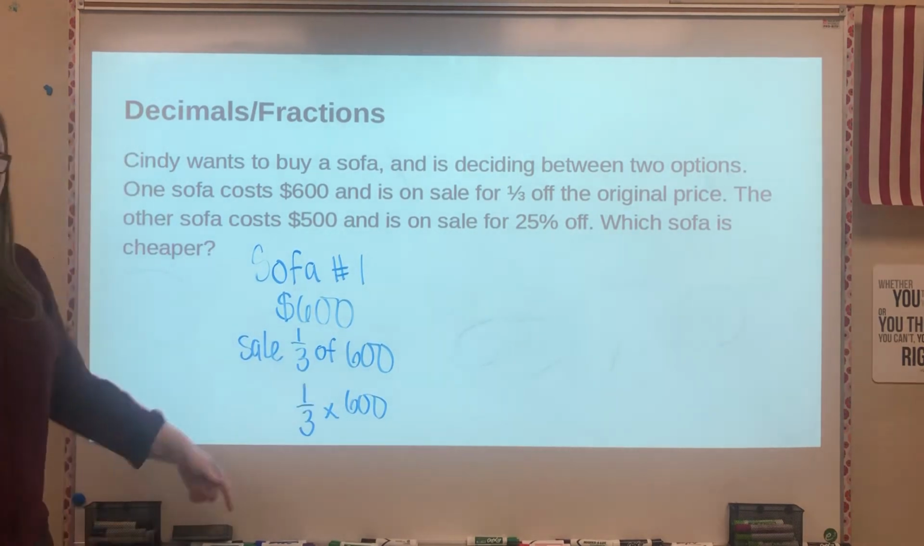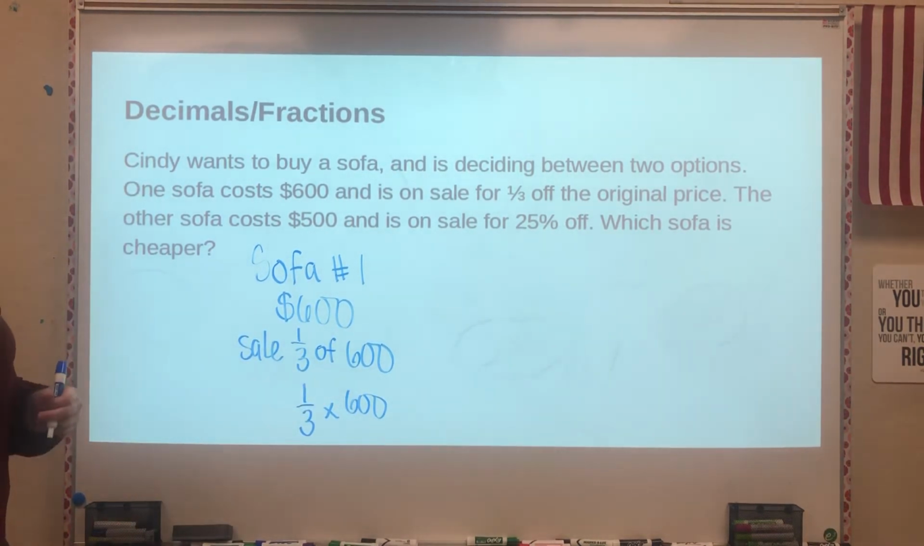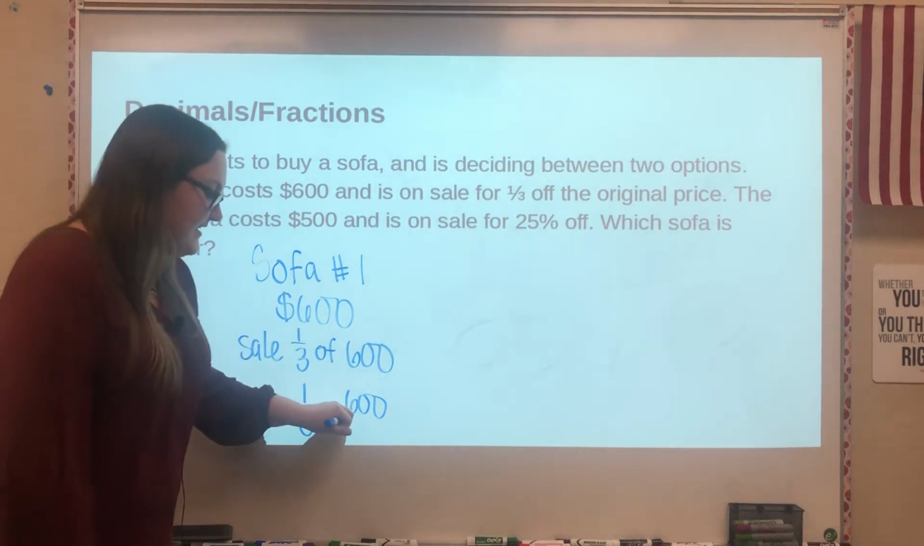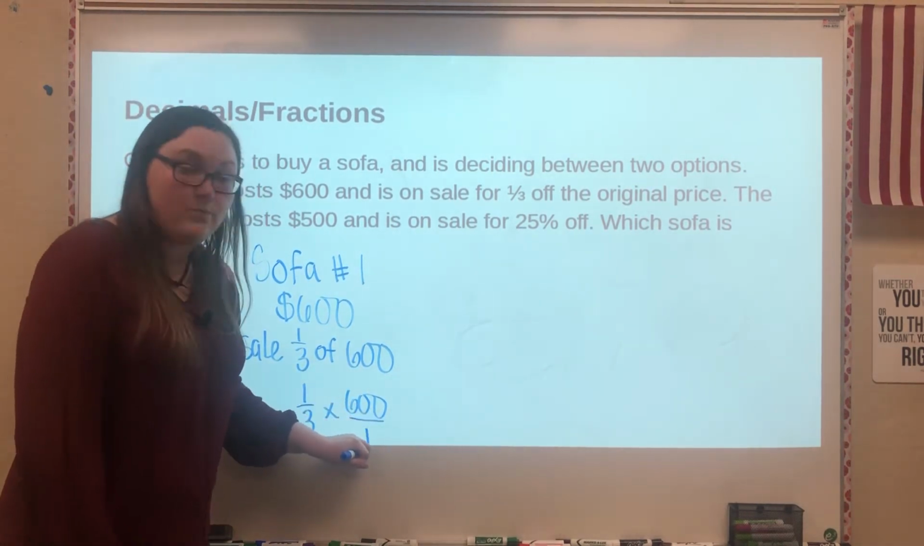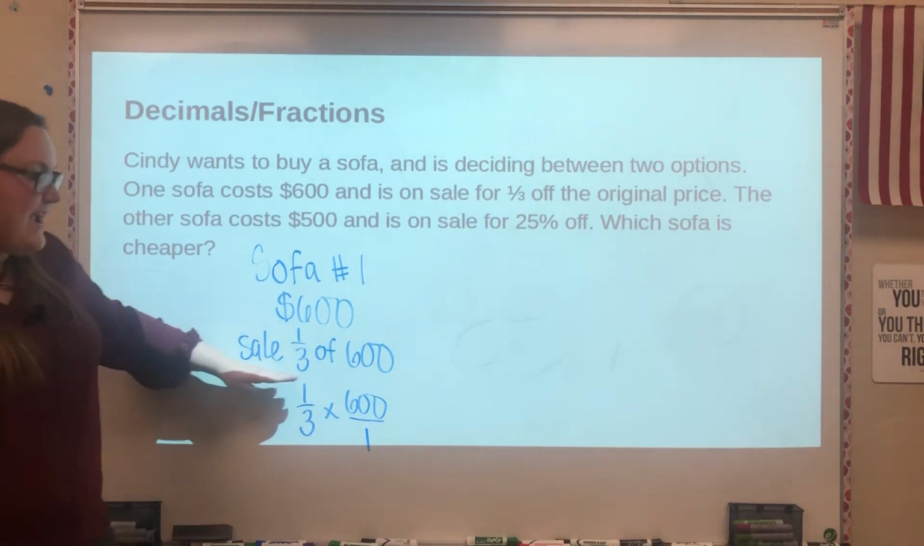When it comes to multiplying fractions though, that's not true. In order to multiply those, we just need both of them to look like fractions. So that's 600, I'm going to put 600 over 1 to make it look like a fraction. And then we're going to multiply right across.